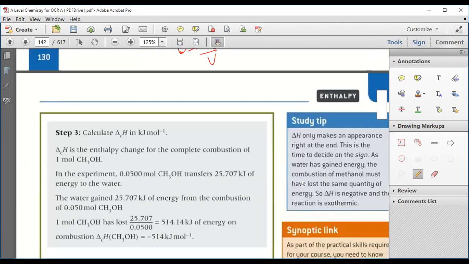Now calculate delta H in kilojoule per mole. How can you calculate it in kilojoule per mole?